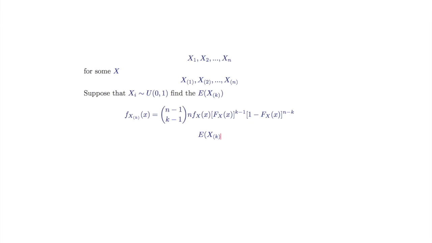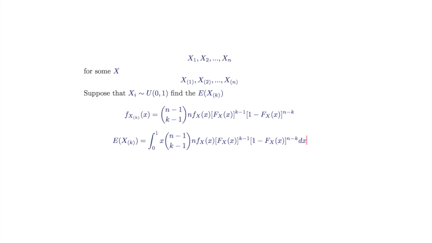Okay, so that's the expected value by definition of the kth order statistic, which is just going to have this guy. So we solved for our density here. So we just take x times our density, right? And integrate that over the support. The support is just 0, 1 because we are dealing with uniform random variables.